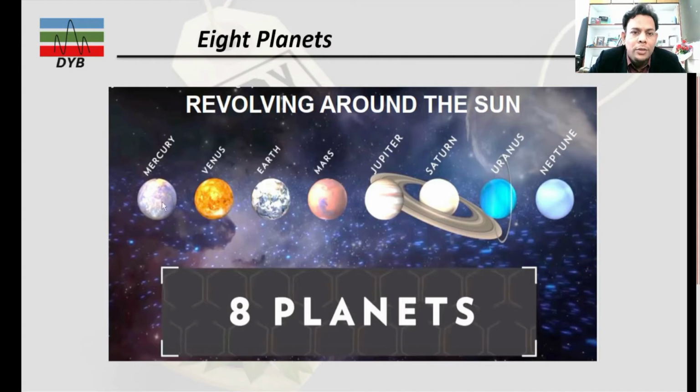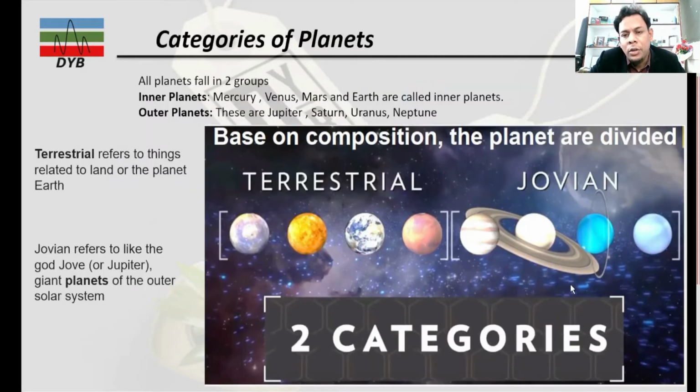What are those? Mercury, Venus, Earth, Mars, then Jupiter, Saturn, Uranus, and Neptune. There are categories of the planets. We have divided the planets into 2 categories: one is called Terrestrial planets, and the second is called Jovian planets. Another classification we can make is inner planets and outer planets. If a planet is close to the sun, we call it an inner planet. If it is away from the sun, we call it an outer planet.